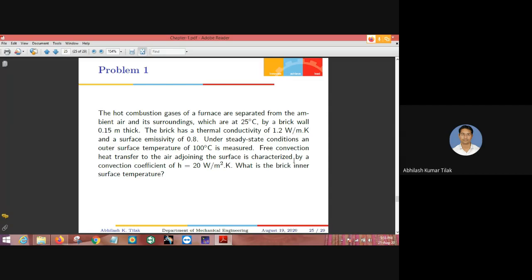So if I draw a brick here, which is 0.15 meter thick, and it has a thermal conductivity of 1.2 watt per meter Kelvin.